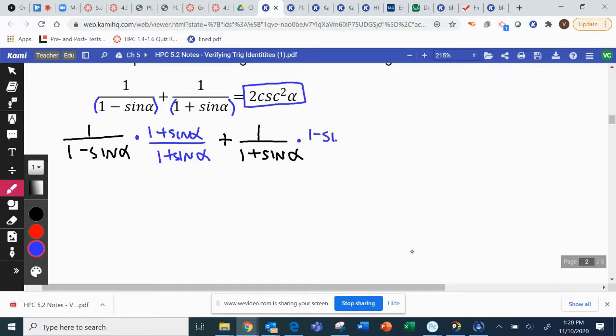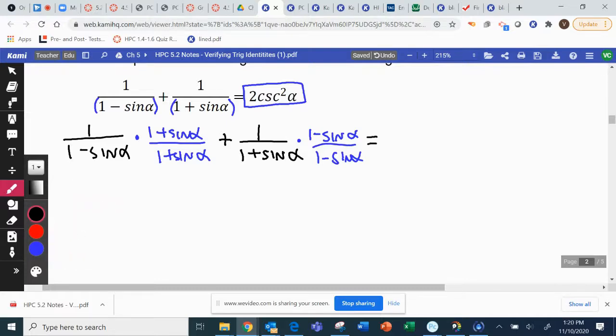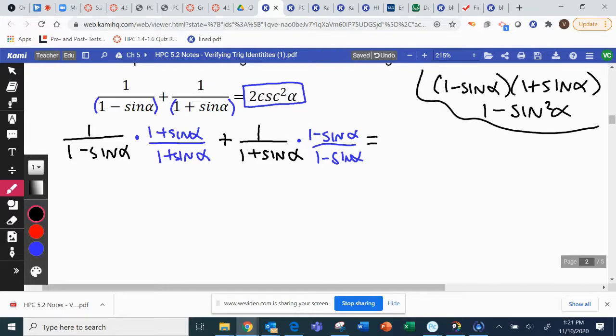And 1 minus sine alpha, 1 minus sine alpha. Okay, so when we multiply the 1, obviously nothing changes, but when we multiply the denominator, equal sign. When I multiply the denominator, do you guys know what 1 minus sine alpha times 1 plus sine alpha gives you? 1 minus sine squared alpha. Yep. So I didn't want to show all the steps for that. I just put it off as like, we should already know this stuff.